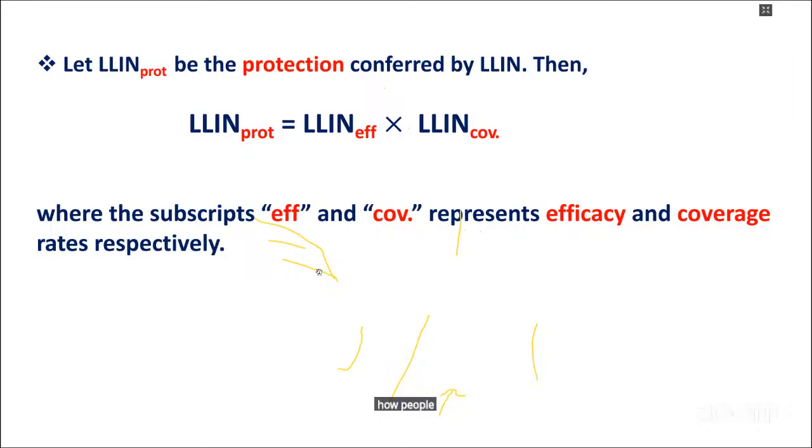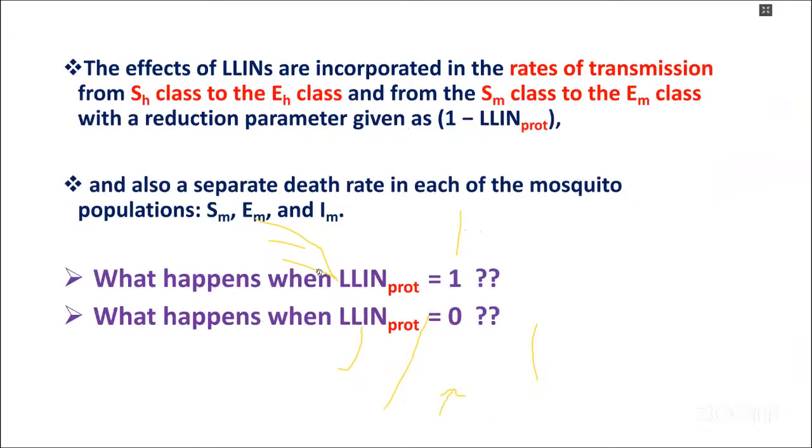Do they comply with it? Do they use it correctly? Those are some of the things that will affect the effectiveness. So we capture that using what? LLIN efficacy as a product of that and the coverage. Now, the effects of LLIN are incorporated into the rate of transmission. How do we do this?